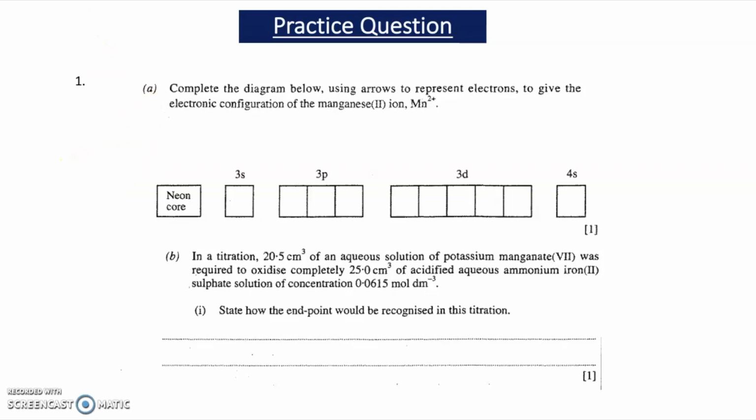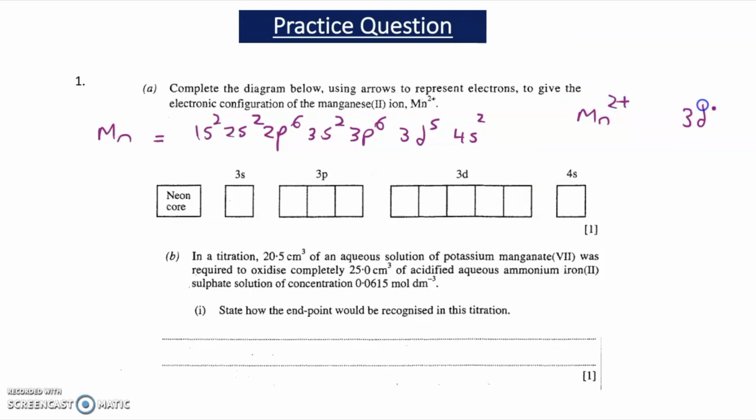So this question is first asking you to write down the electron configuration for the manganese 2+ ion. So manganese is 1s2, 2s2, 2p6, 3s2, 3p6, 4s2, 3d5. Now, when it forms the Mn2+ ion, it loses the two 4s electrons, so the electron arrangement will end in 3d5. So I'm just going to put in these electrons in now.